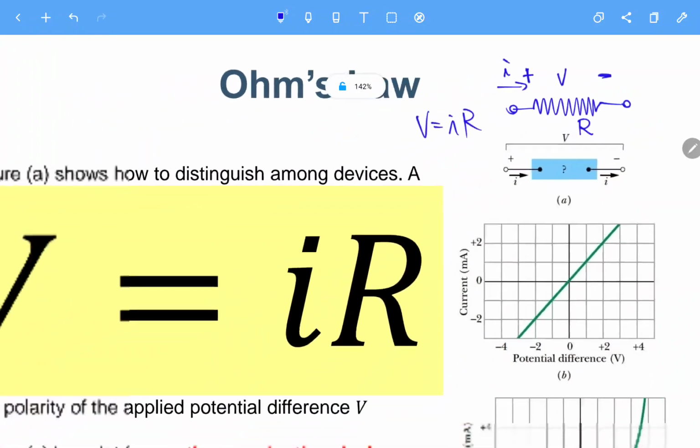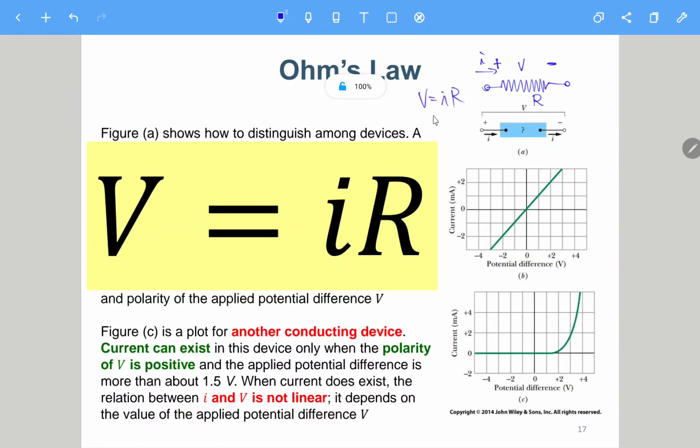V equals IR is nothing special, it's just a line, like y equals mx, even without the plus b. It's just a straight line for some materials, like the conductor and the insulator, but not for the semiconductor circuit. This is one of the semiconductor circuits. It says figure C is a part of another conducting device. Current can exist in this device only when the polarity V is positive.